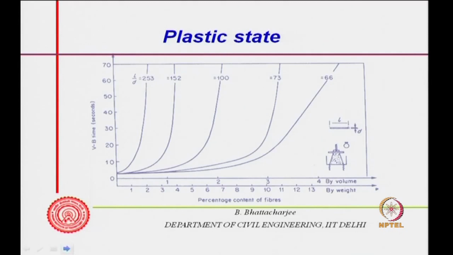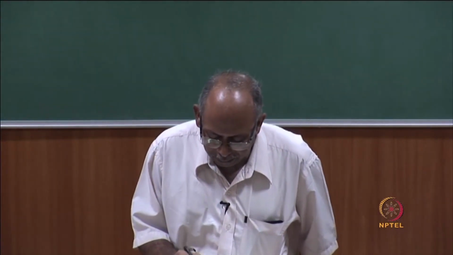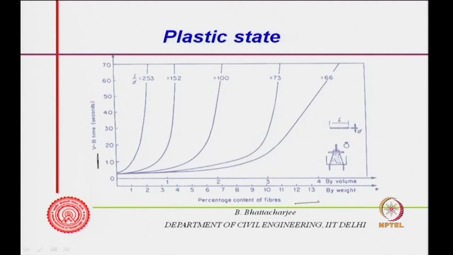Now, in the plastic state, normal fiber concrete we have to test only by the VB test, because it will not have a very low slump. What is seen is that VB time tends to increase with fiber content, depending upon L by D. For higher L by D, VB time is least, this is the highest L by D, and this is the next, and so on.